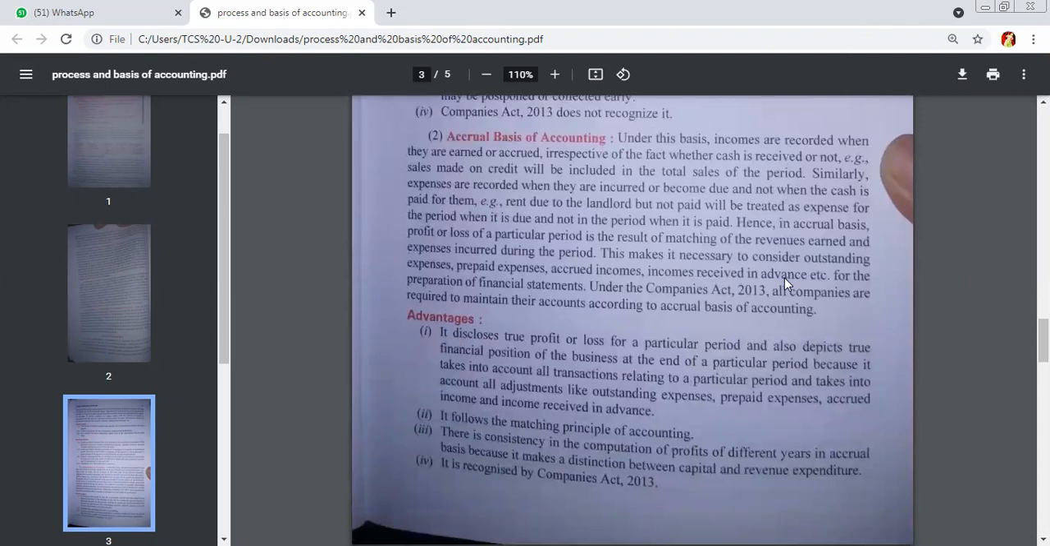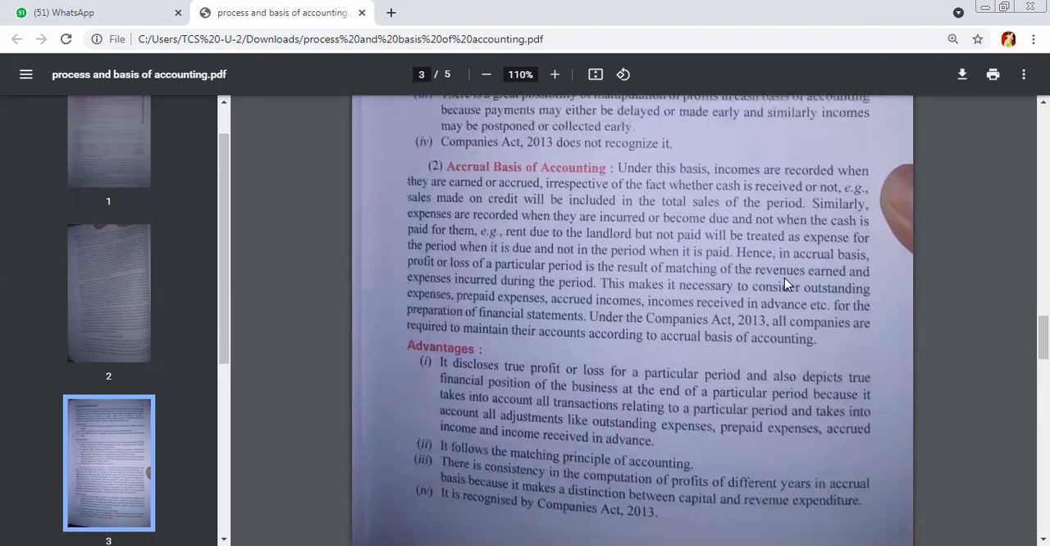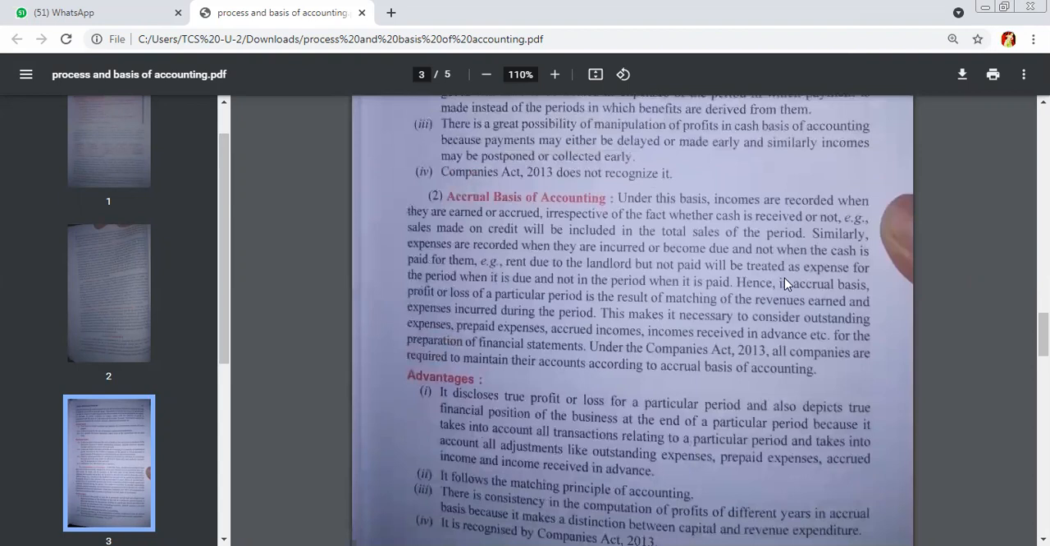After cash basis of accounting, we will do accrual basis of accounting. Under this basis of accounting, incomes are recorded when they are earned or accrued. It doesn't matter whether it is received. If it is earned or accrued, it is to be recorded, irrespective of whether the cash is received or not.